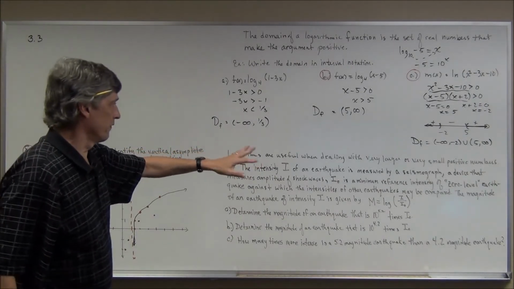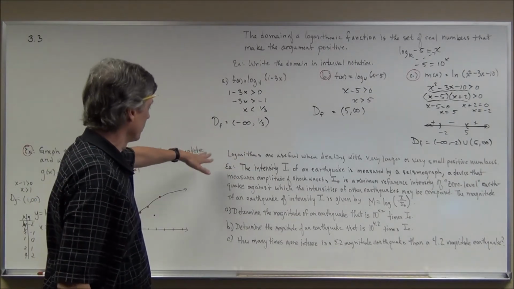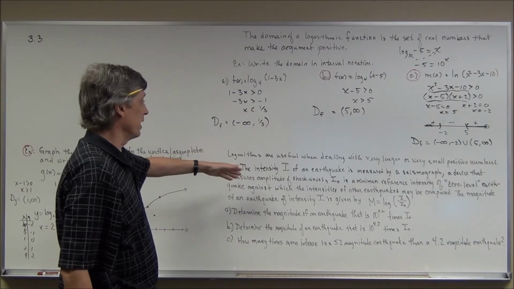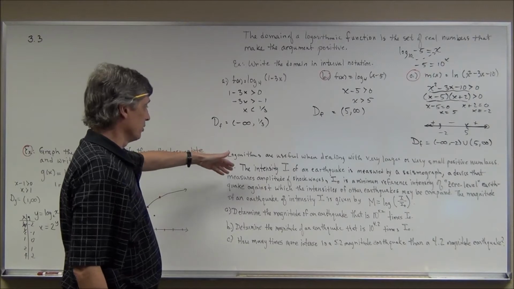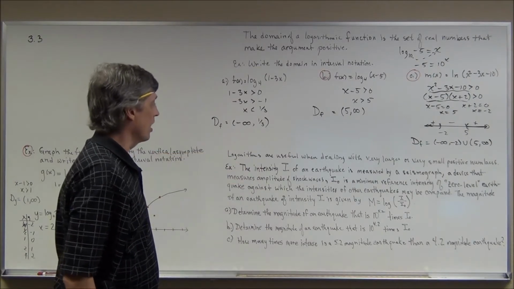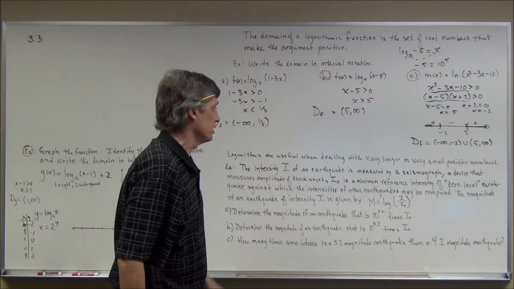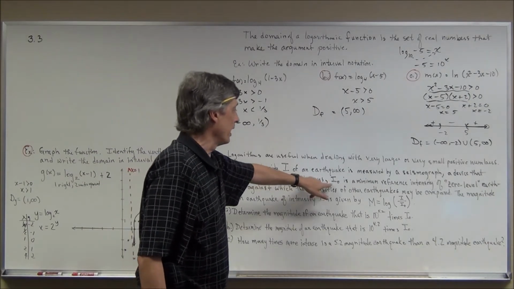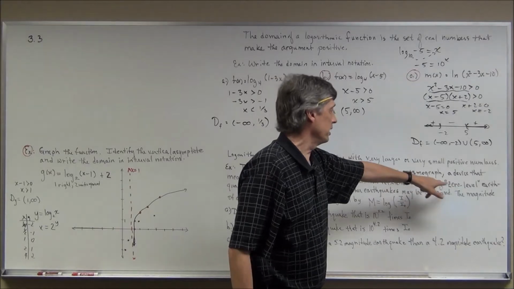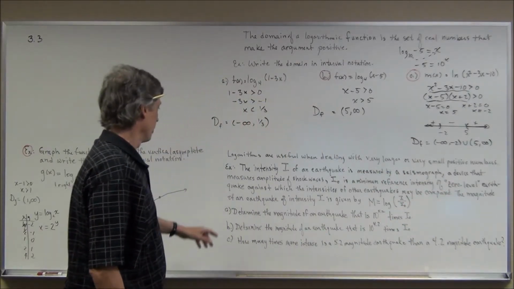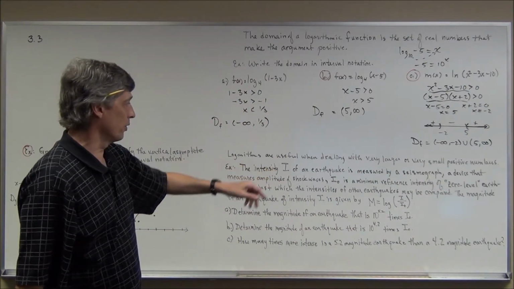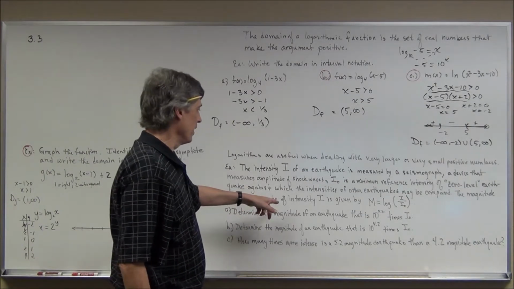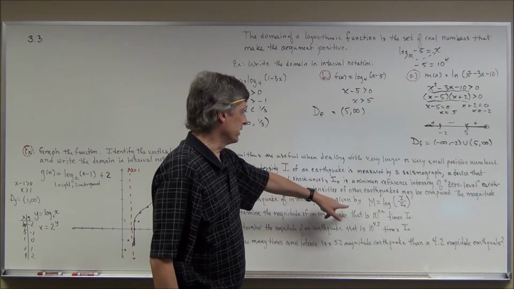Logarithms are useful when dealing with very large, very small, and positive numbers, of course. An application of that involves the idea of the Richter scale on a seismograph. The intensity I, capital I, of an earthquake is measured in the seismograph by a device that measures the amplitude of the shock waves. I sub 0 is a minimum reference intensity level earthquake against which the intensities of all other earthquakes may be compared. The magnitude of an earthquake of intensity I is given by this.